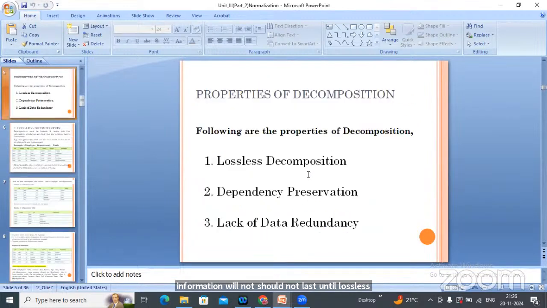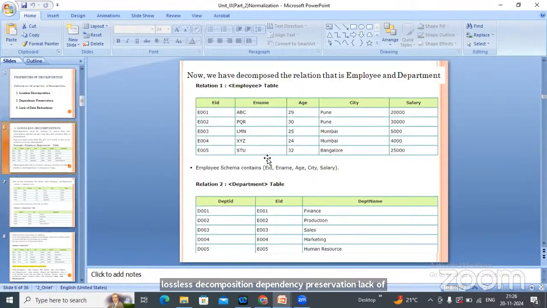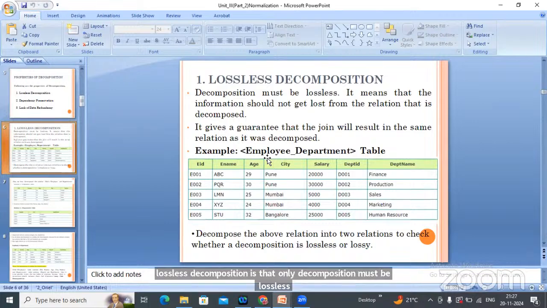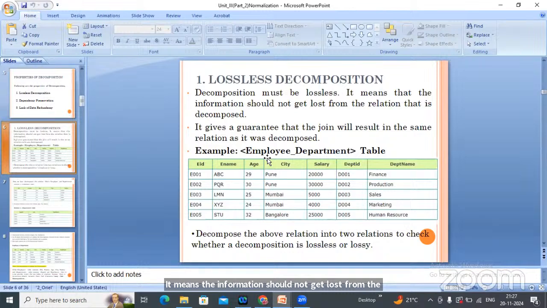ఓకేనా? సో దాంట్లో ప్రాపర్టీస్ ఇవి ఏంటి? లాస్లెస్ డికంపోజిషన్, డిపెండెన్సీ ప్రిజర్వేషన్, ల్యాక్ ఆఫ్ డేటా రిడెండెన్సీ. సో లాస్లెస్ decomposition is that only. Decomposition must be lossless. It means the information should not get lost from the relation that is decomposed. It gives a guarantee that join will result the same. So employee department table ఉంది ఇక్కడ.